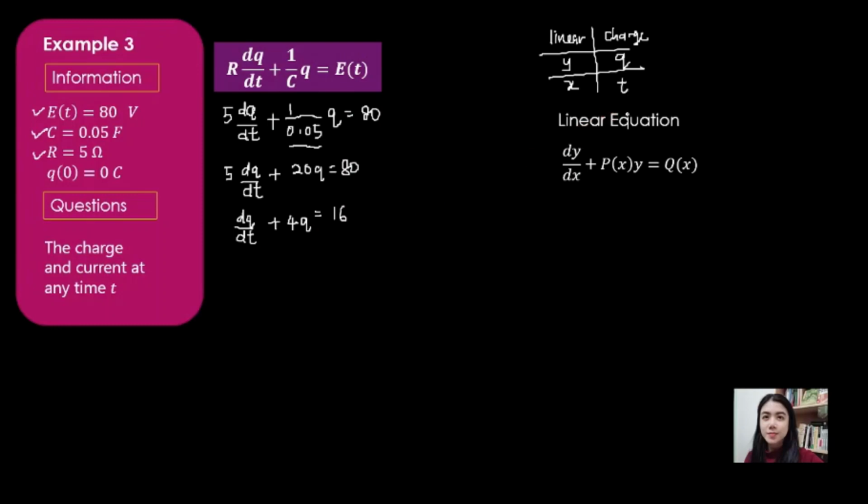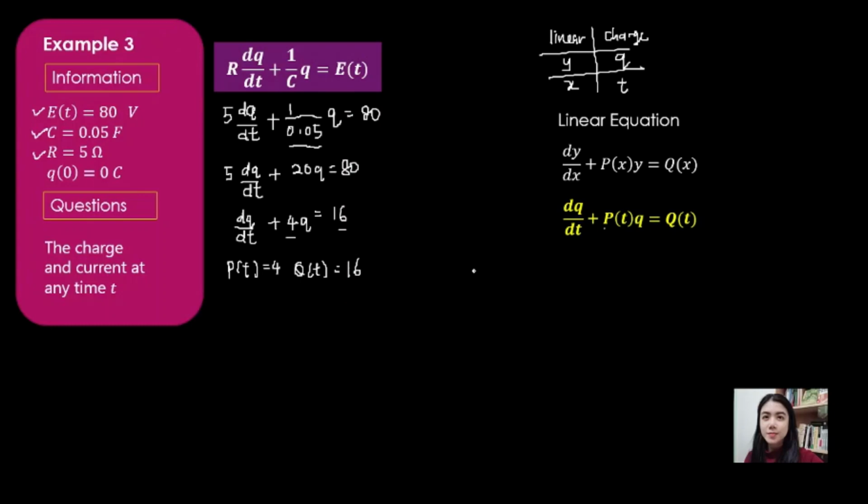Okay, so by using the same concept, we're going to do the substitutions. This is actually the general form for the differential equations for the charge. Now this is the linear equation, just for the charge. Now we can compare to get the value of p. The value of p will be the one that is next to the q. So the p(t) here is actually 4, and our q(t) is actually 16.